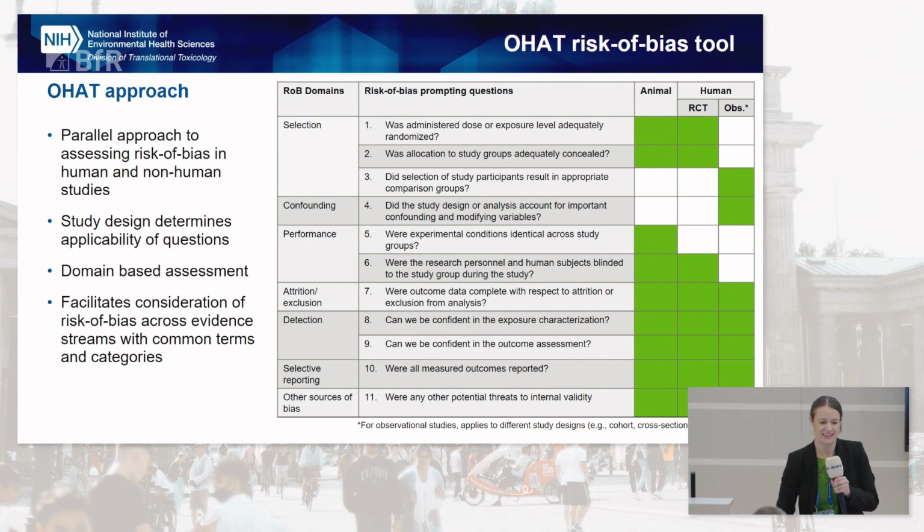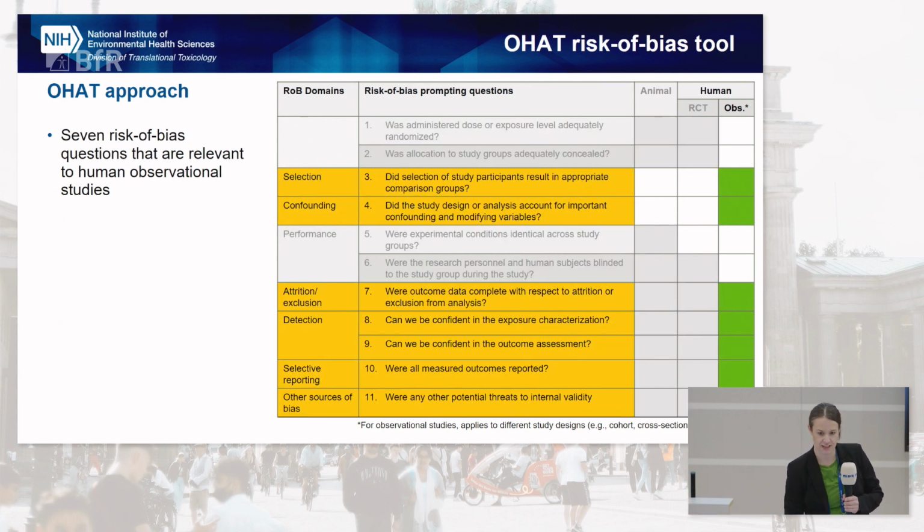Okay, thanks. The green boxes are showing which study designs are relevant for which questions. And this is a domain-based approach. Risk of bias domains are listed there on the left. So since we're interested in observational studies, this is highlighting which questions are applicable to the human observational studies, and that includes the cohort studies, cross-sectional studies, case cohort studies.